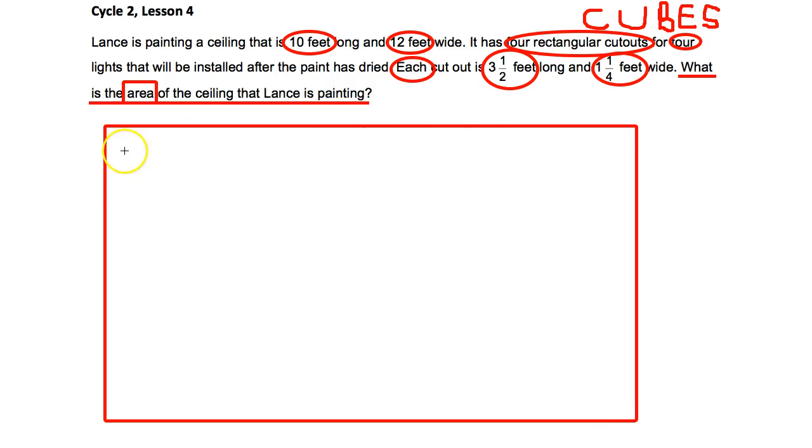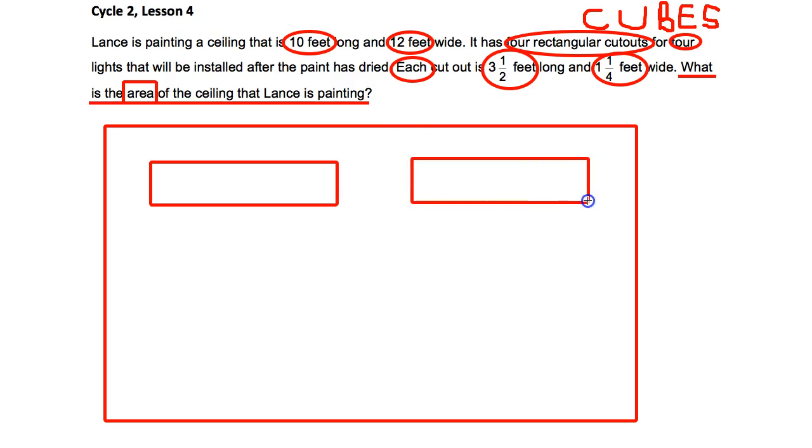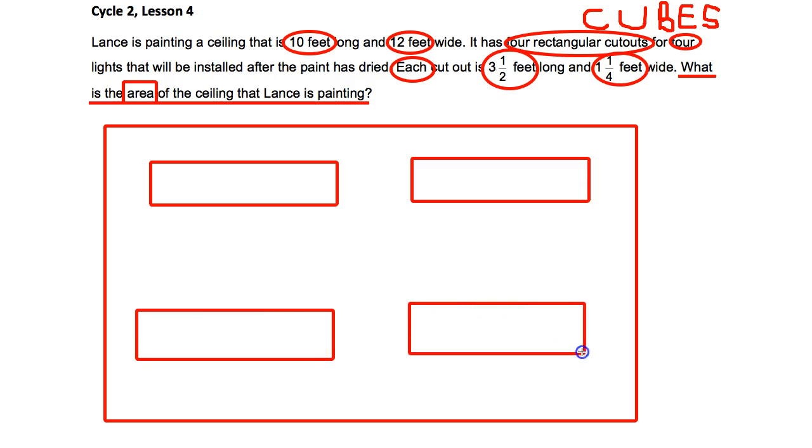12 feet wide, 10 feet long, and I'm going to go ahead now and put in our 4 rectangular cutouts for the lights. So we're going to have a cutout here, and of course these are not drawn to scale. These are just to help me visualize what it is that I'm looking for so that I'm able to better solve my problem. Okay, now I'm going to go ahead and put the dimensions. So this, like I said, was 10 feet. And not being able to use my slate sure does make it difficult to write this stuff down. And this is 12 feet.